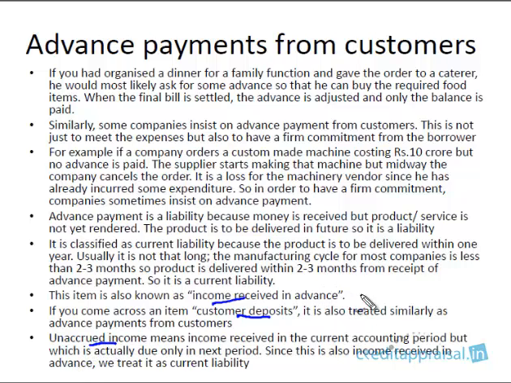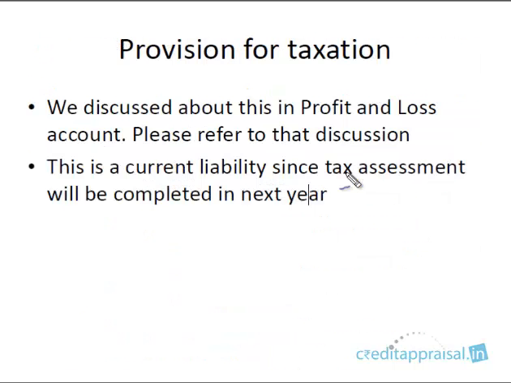So unaccrued income is income that is received in the current accounting period, but which is actually due only in the next period. Obviously, this is like income received in advance. This is also a current liability. So basically, any advance payments from customers you will classify as a current liability when you come across it in the balance sheet of a company.